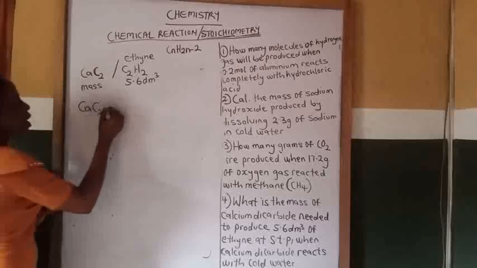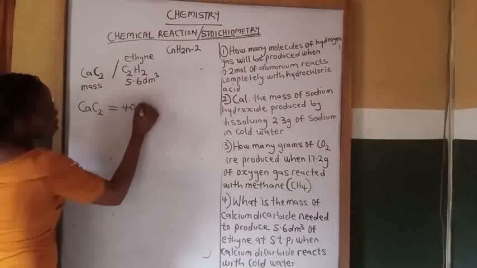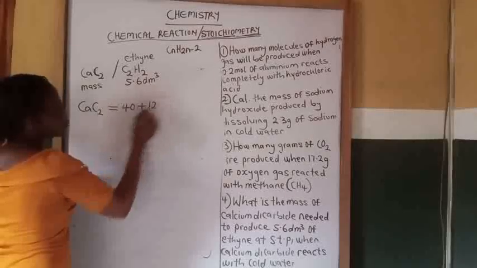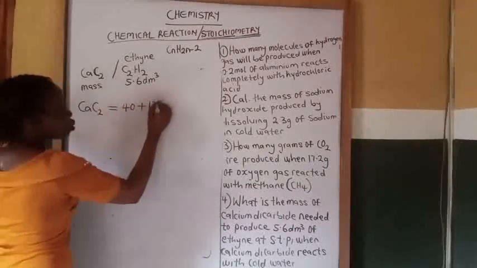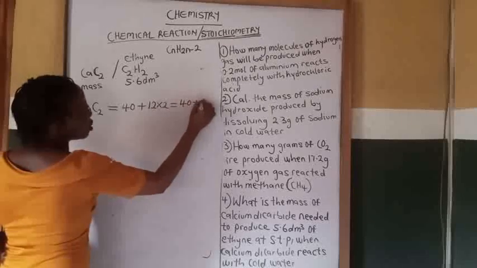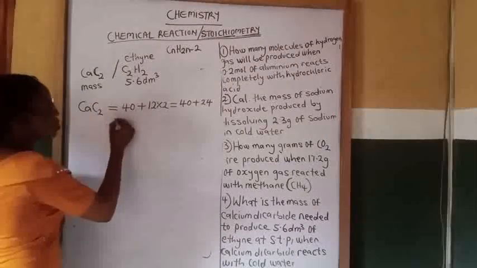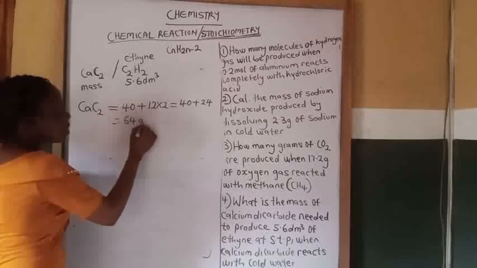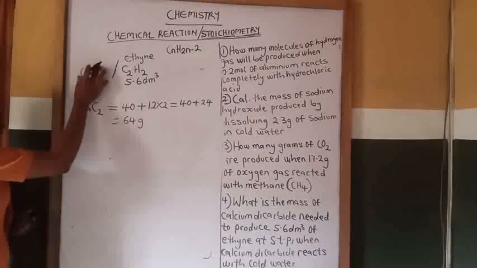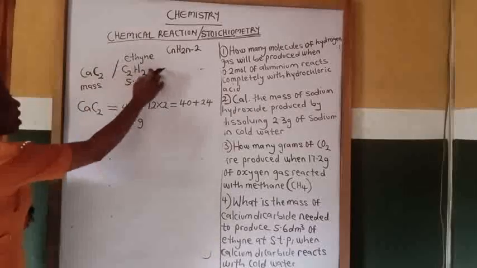CaC2. The mass of calcium is 40, plus the mass of carbon, which is 12. So we have 2 atoms of carbon, that's 12 times 2, which is equal to 40 plus 24. So 40 plus 24 will give us 64 grams. So the molar mass of calcium dicarbide is 64 grams.